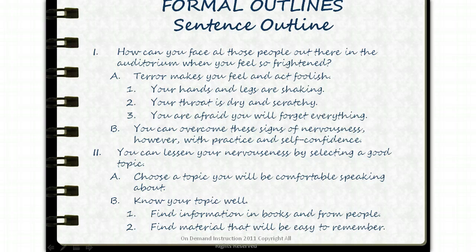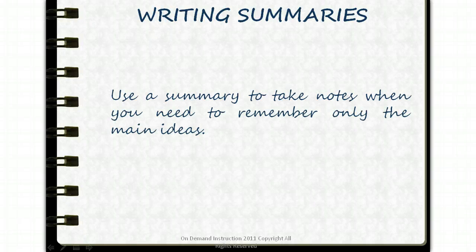The following example of a sentence outline shows the beginning of a sentence outline for an essay about avoiding stage fright. You can see here that the sentence outline uses full sentences rather than short words and phrases. Another useful way to record information is to write a summary of it. In a summary, you state the main ideas of a lecture or printed material in your own words. You use a summary to take notes when you need to remember only the main ideas.